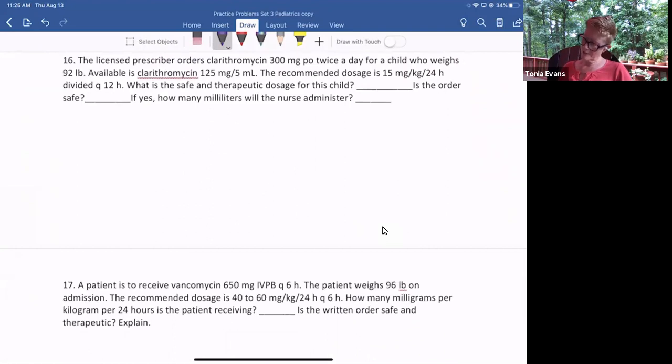Okay, we have clarithromycin, 300 twice a day. There's our weight. Recommended dosage. What's our safe and therapeutic dosage for this child? We want to know how many milligrams per dose. We can give 15 milligrams per kilogram per day. And it's going to be twice daily doses divided Q12, and that's what our order's for too, so that's helpful.